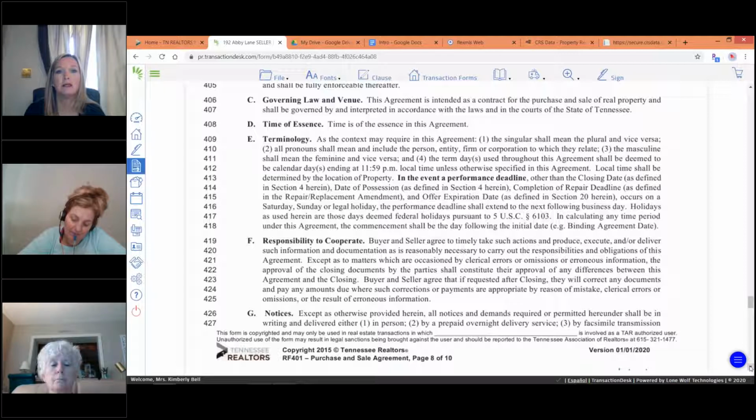Super important, because sometimes if you go right over into Rome County, we're in Central Time. So you need to know what is the time zone at that particular property, not where you are, not where your client is. In the event of a performance deadline, other than the closing date, date of possession, and completion of repair deadline, and an offer expiration date occurs, if they occur on a Saturday, a Sunday, or a legal holiday, the performance deadline shall extend to the next following business day.